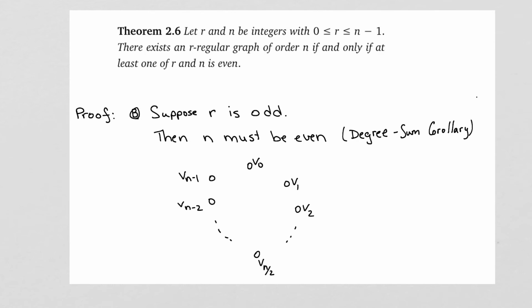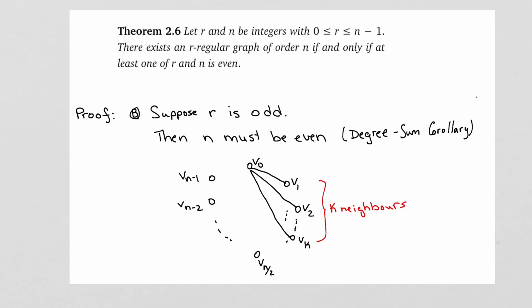Because n is even, n over 2 is an integer. Now, once I have this set up, I would put in the edges from the previous case. So I would go from V0 to V1, V2, up to V sub k. Remember, there's potentially more vertices in there, more connections. So I'm going to get k neighbors here, just like I did in the previous proof.